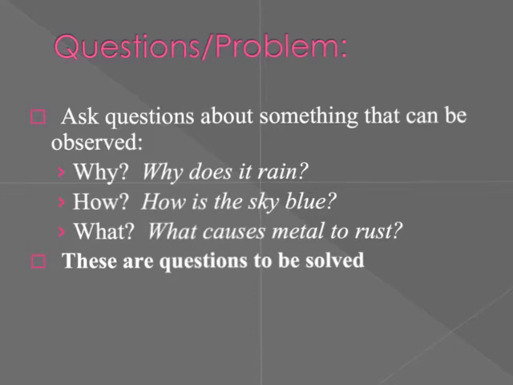Flip up to the question problem flap. The information that's on this slide is what's going to go on that flap. In dealing with the scientific method, you have to ask yourself a couple of questions. So you have to ask questions about something that can be observed. These questions are something like why, how, or what. So if you go back to why, it says why does it rain? You can observe that it's raining out, but you want to understand why does it happen. You want to understand how the sky is blue and what causes metals to rust. So these questions are all questions that can be observed. It's important to understand all of these questions are questions that can be solved.